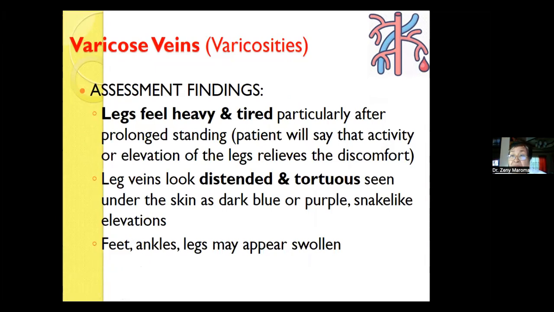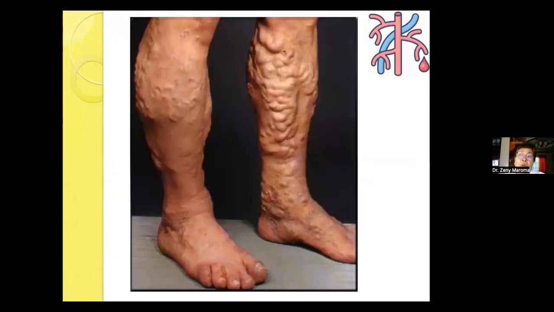What are the signs and symptoms? Legs feel heavy and tired, particularly after prolonged standing. The patient will say that activity or elevation of the leg relieves the discomfort. The leg veins look distended and tortuous under the skin, as dark purple, snake-like elevations. Feet and legs appear swollen. That is what we are talking about, moderate to severe varicosities. Legs feel heavy, tired, and swollen.